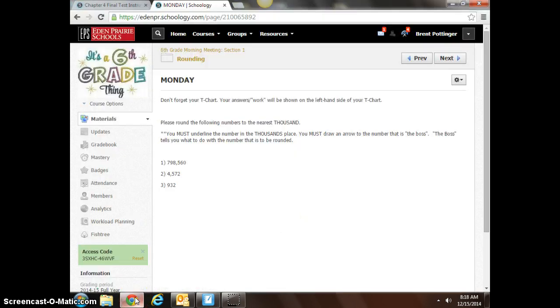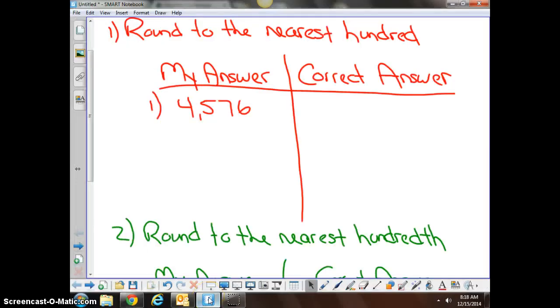directions on Schoology. And if you look at Schoology, the directions say, and I'm looking at just today's, you must underline the number in the thousands place, so that would be today's directions. It says you must draw an arrow to the number that is the boss. The boss tells you what to do with the number that is to be rounded. So if I go back to my example, I am asking you to round to the nearest 100 place, to the nearest hundreds place.